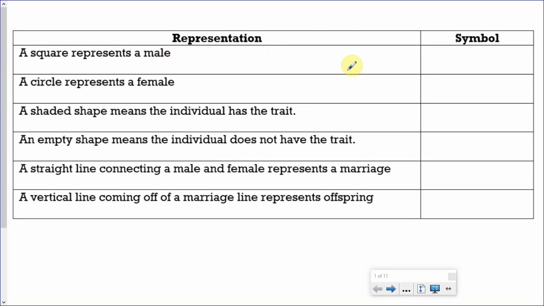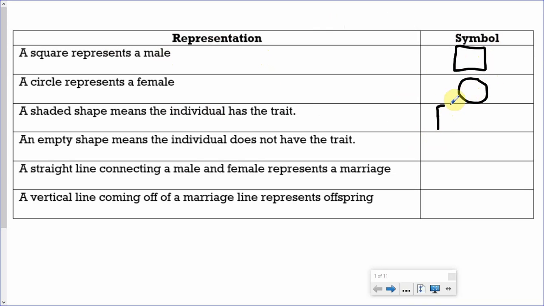First thing here, as I have over here, we are going to use a square to represent a male. That's just the standard traditional shape that is chosen. We have a circle to represent a female. Most of you will be very familiar with those two things because they're shapes and you've been doing them since you were probably 2 years old.